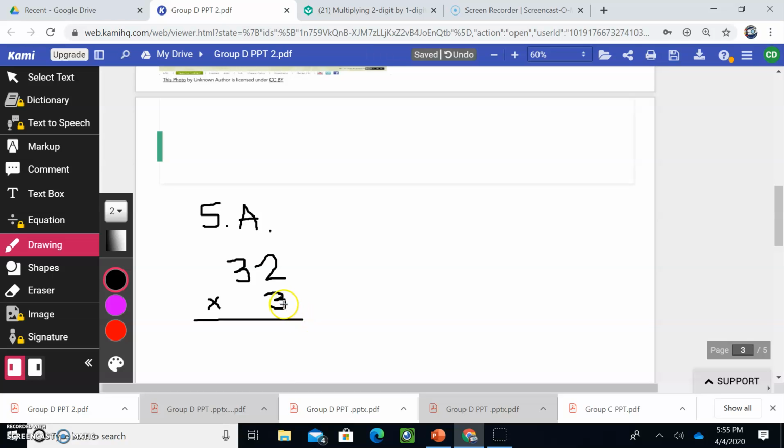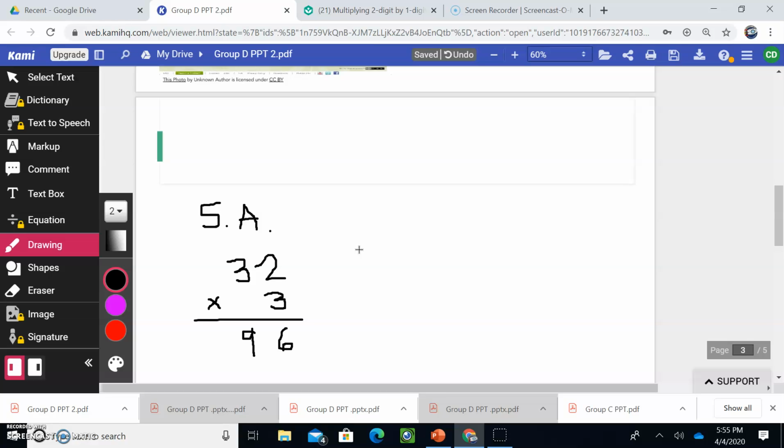So what we're going to do is multiply the 1s times the 1s, and 3 times 2 is 6. We're then going to multiply the 1s times the 10s. As you guys know, if I asked you, what is 3 times 3? You would say 9. What is 3 times 30? It is 90. So 3 times 3, 3 times 30 is 90. And as you can see, 32 times 3 is 96. That's what we call a standard algorithm.